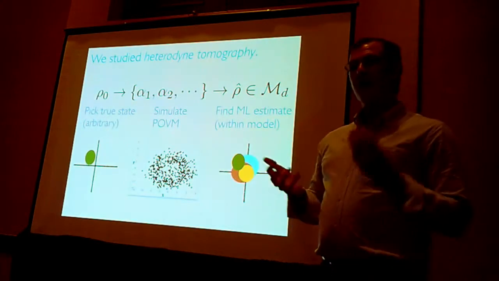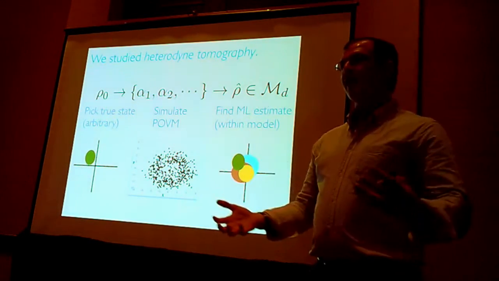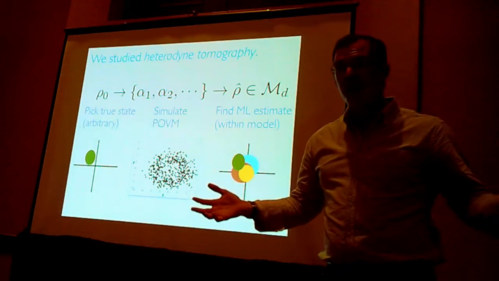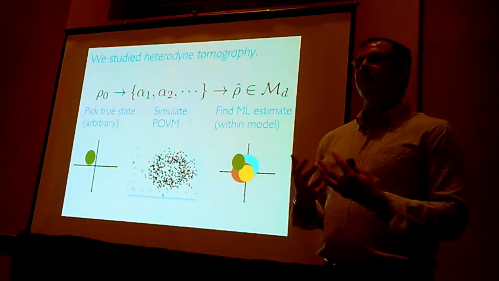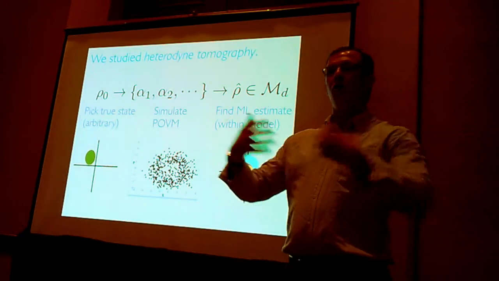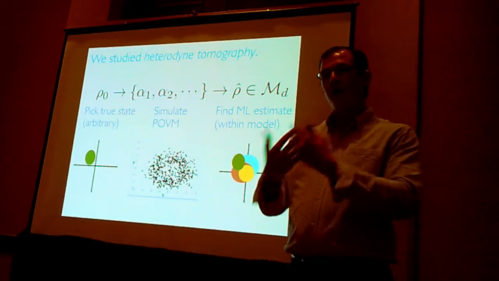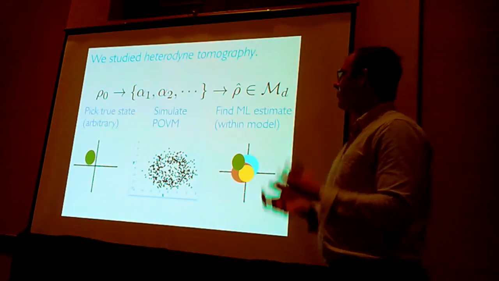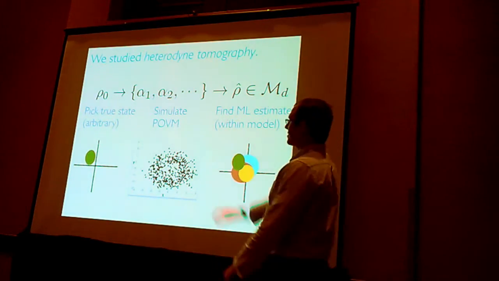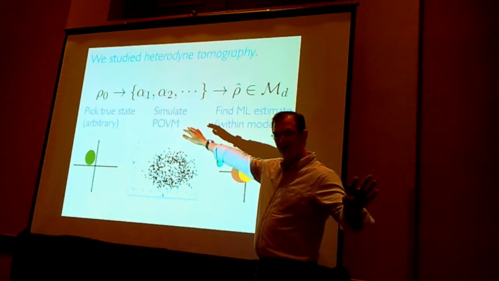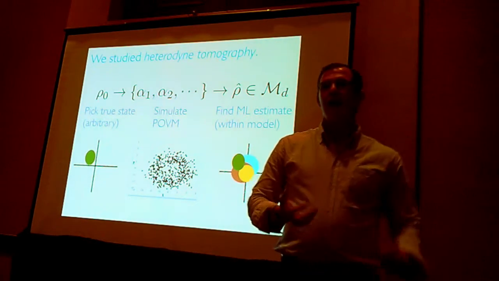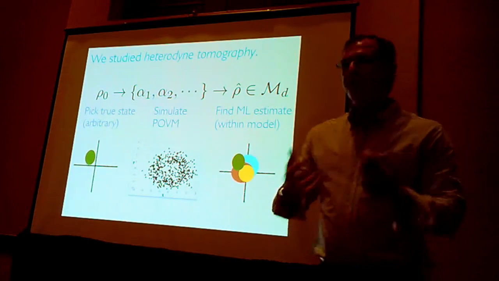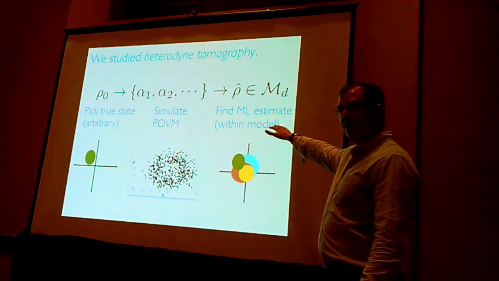We studied heterodyne tomography as a particular POVM because, one, it's a common POVM that people use in tomography of continuous variable systems, and also because it has a very natural notion of enlarging and shrinking the support of the Hilbert space that it's acting on. So we did a whole bunch of Monte Carlo that involved picking some arbitrary but representative set of true states, simulating the POVM using rejection sampling, and then for every model, we would find the maximum likelihood estimate within it.